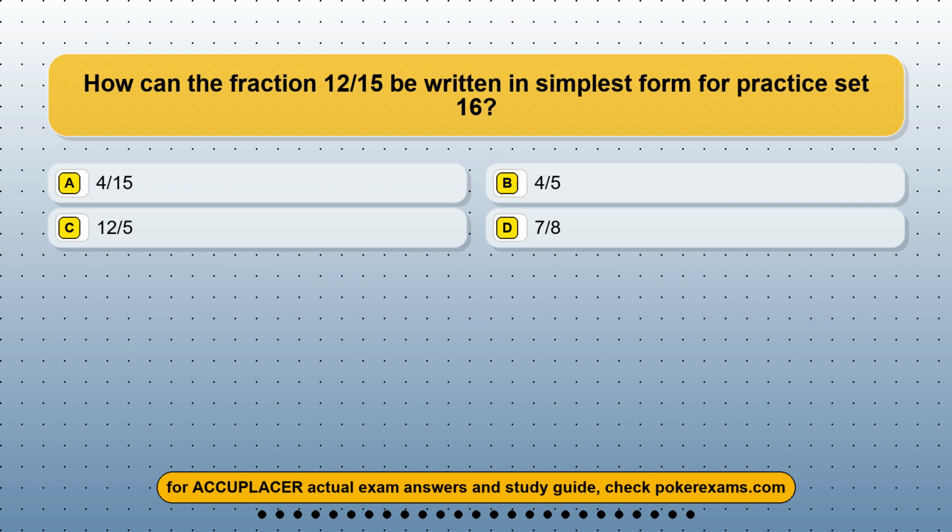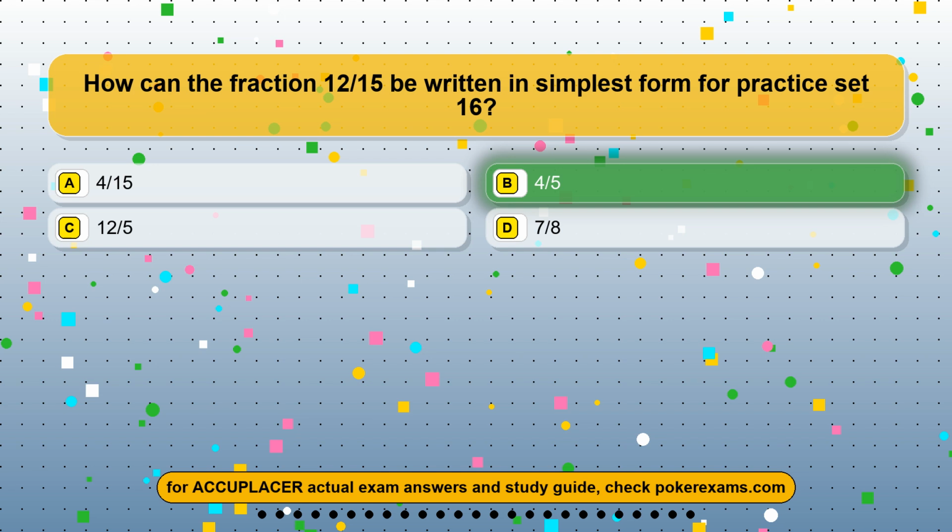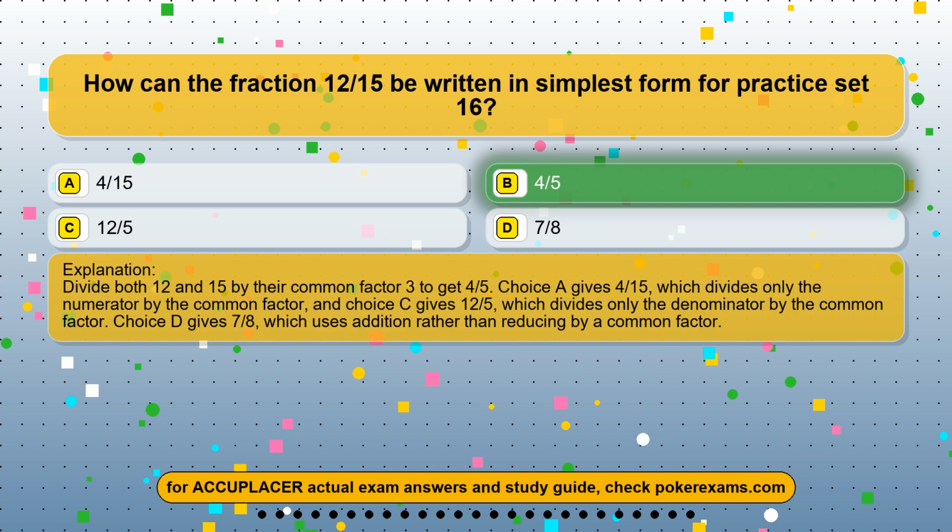Question 8. How can the fraction 12/15 be written in simplest form for practice set 16? Option A, 4/15. Option B, 4/5. Option C, 12/5. Option D, 7/8. The correct answer is option B, 4/5. Divide both 12 and 15 by their common factor 3 to get 4/5.